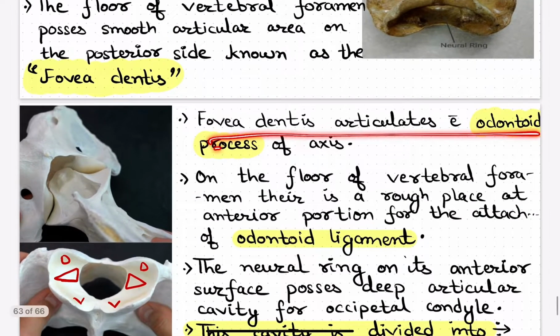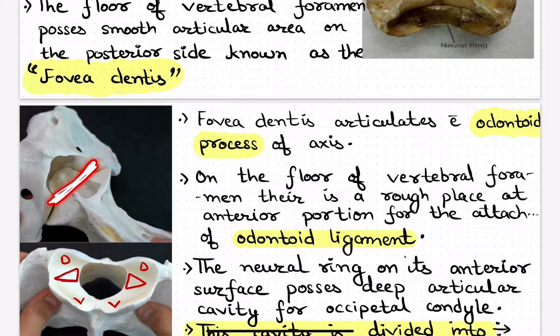The fovea dentis articulates with the odontoid process. Like this is the odontoid process of the axis bone, and this was the fovea dentis on the floor of the vertebral foramen in the posterior region. So this odontoid process gets joined with this fovea dentis by forming a synovial joint.